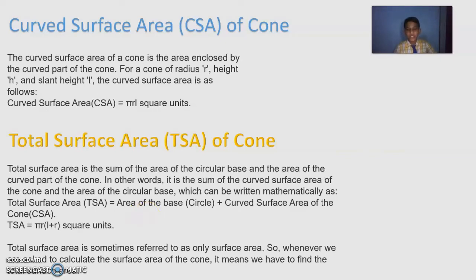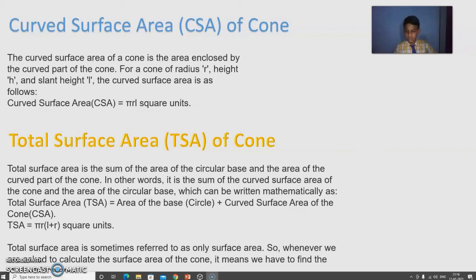Total surface area or TSA of a cone. Total surface area is the sum of the area of the circular base and the area of the curved part of the cone. In other words, it is the sum of the curved surface area of the cone and the area of the circular base, which can be written mathematically as total surface area equal to area of base circle plus curved surface area of the cone, CSA. Therefore, TSA equal to pi r L plus pi r square units.